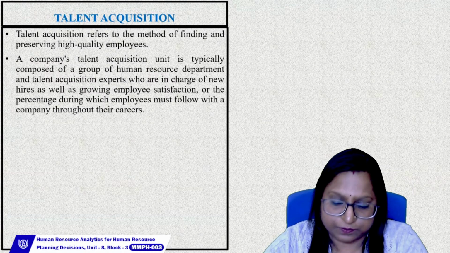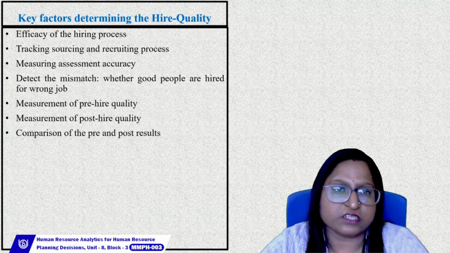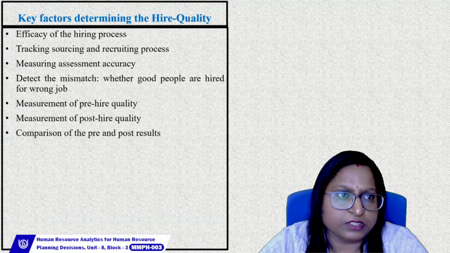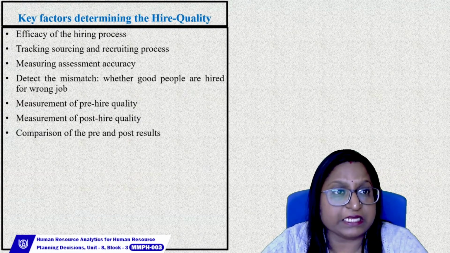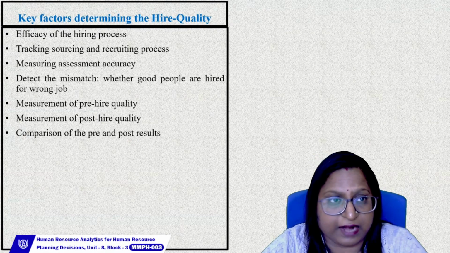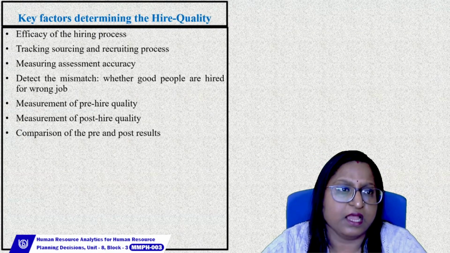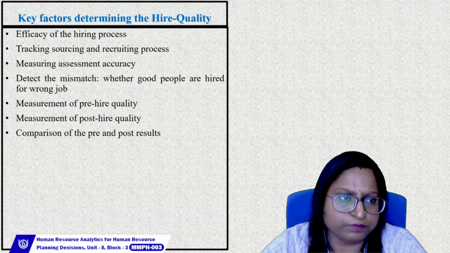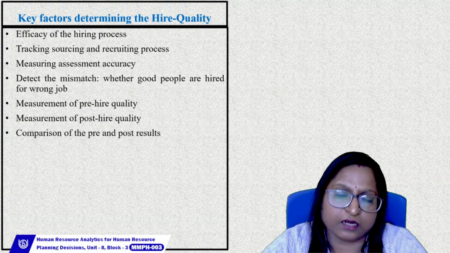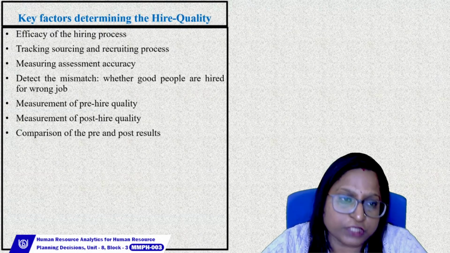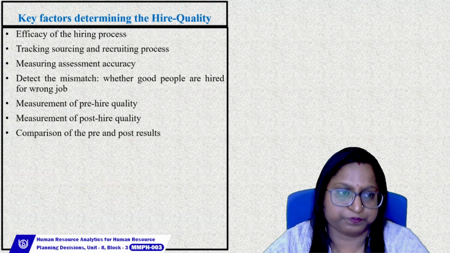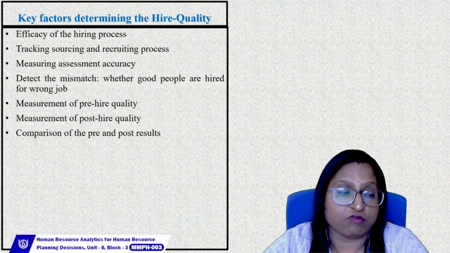So, what are the key factors in determining the quality of hires? First of all, we have to find out the efficacy of the hiring process, then track the sourcing and recruiting process, measure assessment accuracy, detect mismatch, whether good people are hired for the wrong job, measurement of pre-hire quality, measurement of post-hire quality, and comparison of the pre and post results. These are the hiring quality measures.